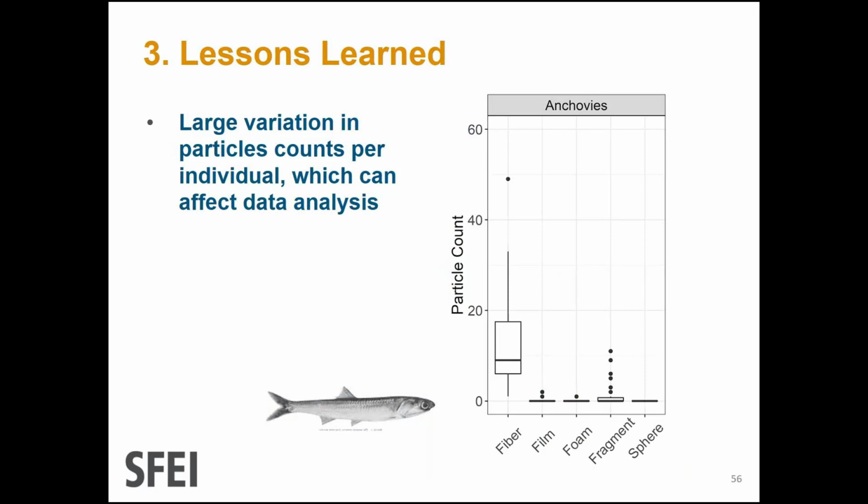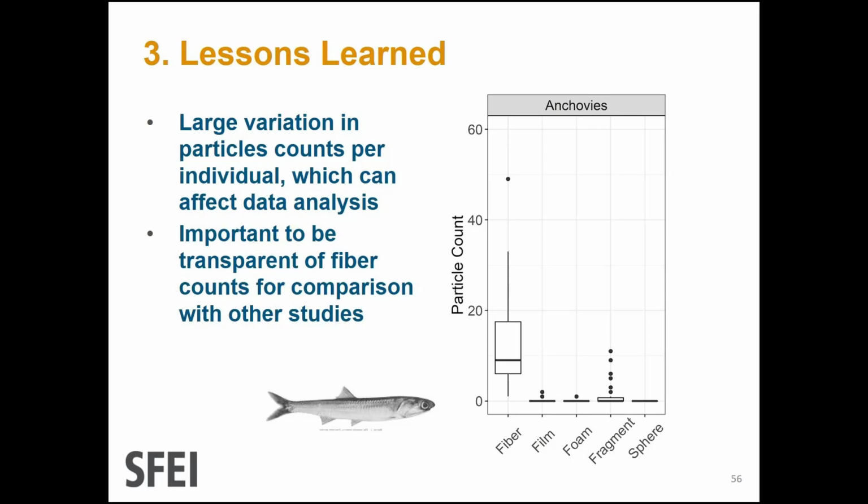Some lessons learned from the sampling is that we saw a pretty significant variation in the particle counts per individual, which can affect your data analysis. This graph shows the particle counts per anchovy from our San Francisco-based study, and you can see that the distribution of particles is pretty skewed. There's a few outliers where there are much higher concentrations, versus most of the samples had lower concentrations.